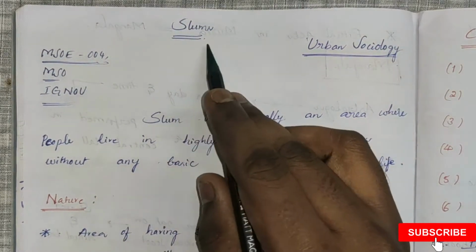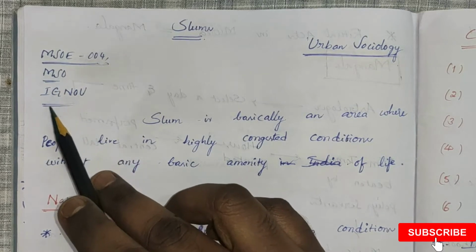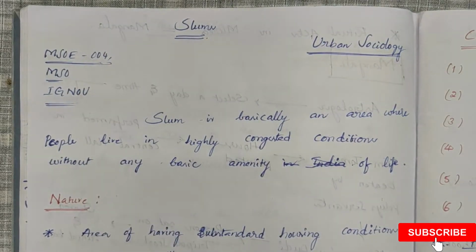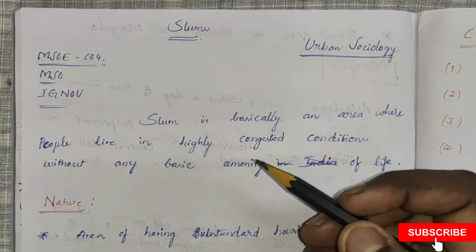Today I am going to give a brief explanation about the topic of slums from the subject of Urban Sociology, MSOE 004, MSO program, IGNOU. This video is mainly useful for second year IGNOU students as well as UPSC aspirants who select Sociology as their optional.